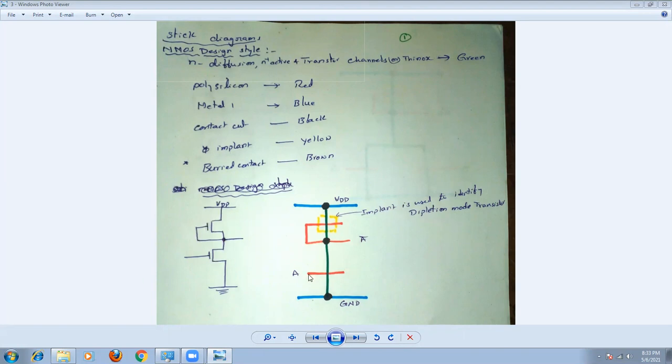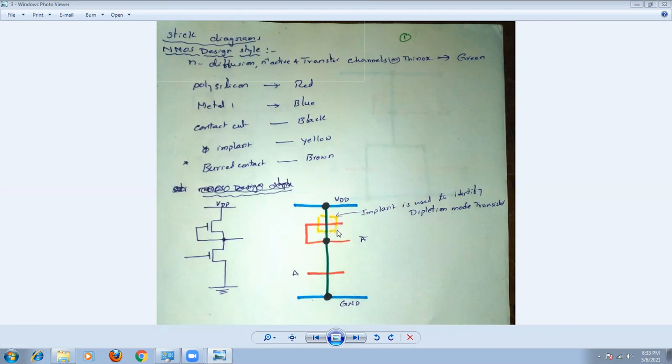Just see here, the polysilicon crosses this vertical line. There is a diffusion line, so a transistor is formed. By default, this is the enhancement mode N channel FET, because the color green is used to identify the N channel transistor. Similarly, another polysilicon crosses the diffusion line, and a transistor is formed.